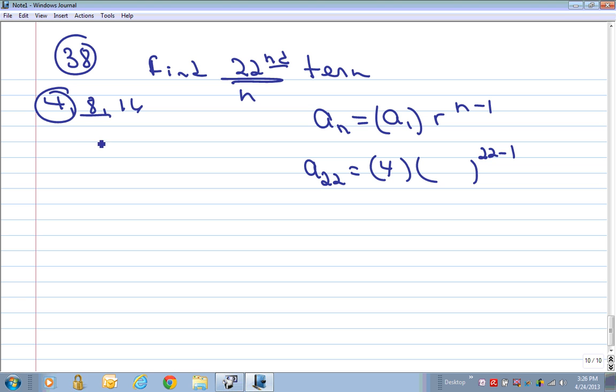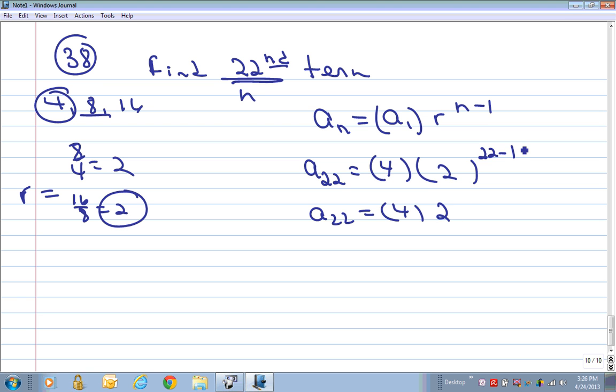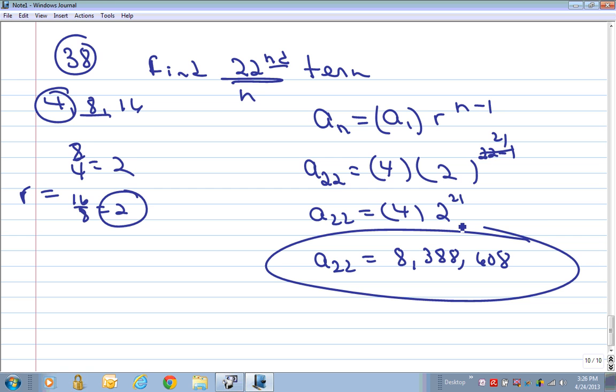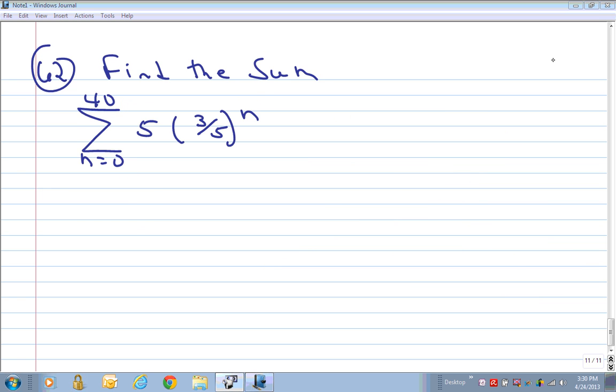So the ratio, we take the second term, 8, divide by the first term, 4, that would be 2. Take the 16, divide by 8, that would be 2. Our ratio is 2. And so we'd have a sub 22 equals 4 times 2 raised to the 21st power. And you put all of that in your calculator, and you'll also get a very large number. The 22nd term is 8,388,608. Woohoo! All right, let's move on.